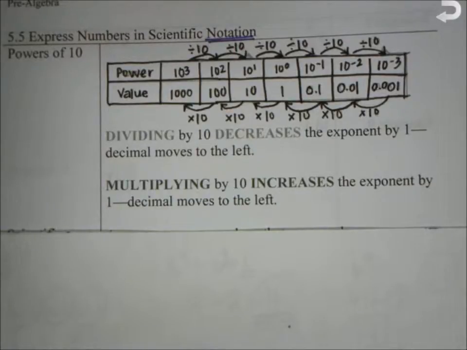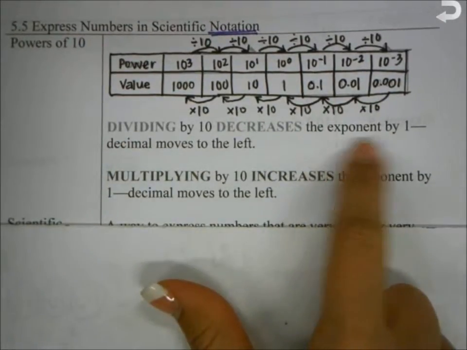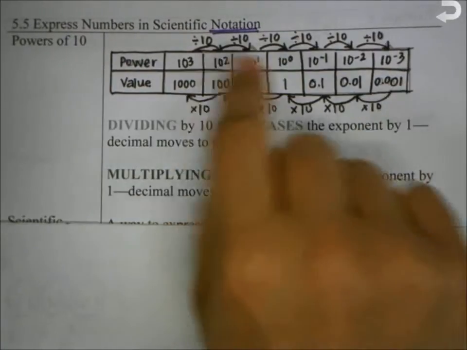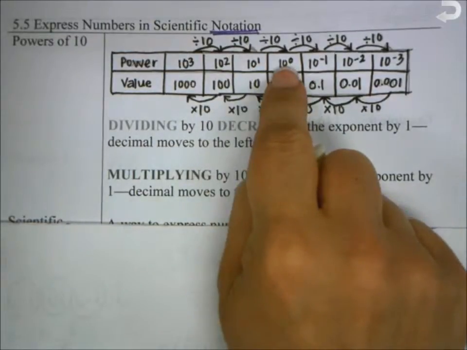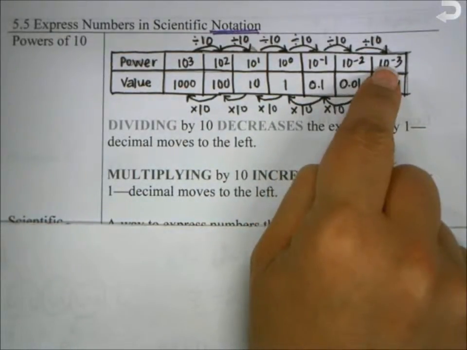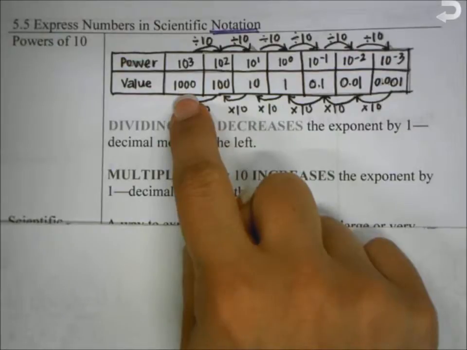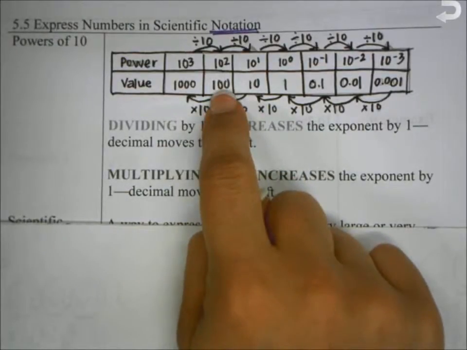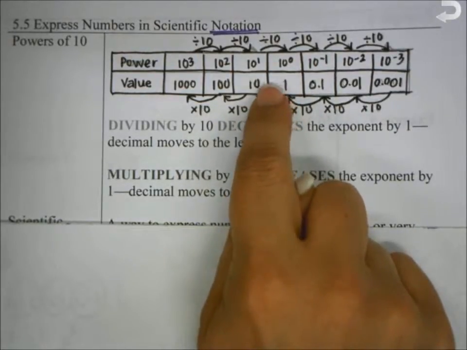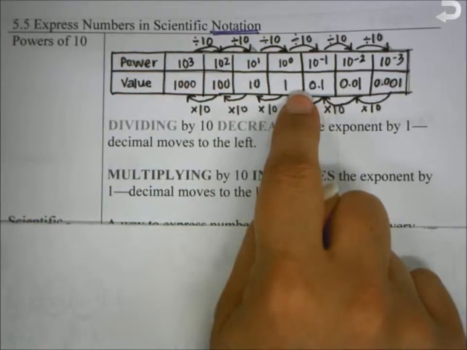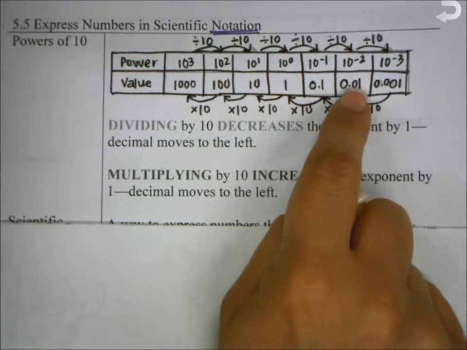Okay, so if we divide by 10, that means our exponent is decreasing by 1. Look, every time I'm dividing by 10 on my chart, my exponent is decreasing by 1. So my decimal is moving to the left. I go from 1,000. My decimal moves to the left to get me 100. If I divide by 10 again, it moves to the left to give me 10. If I divide by 10 again, I get 1. If I divide by 10 again, I get 0.1. If I divide by 10 again, I get 0.01. Does this make sense? The decimal is moving over.